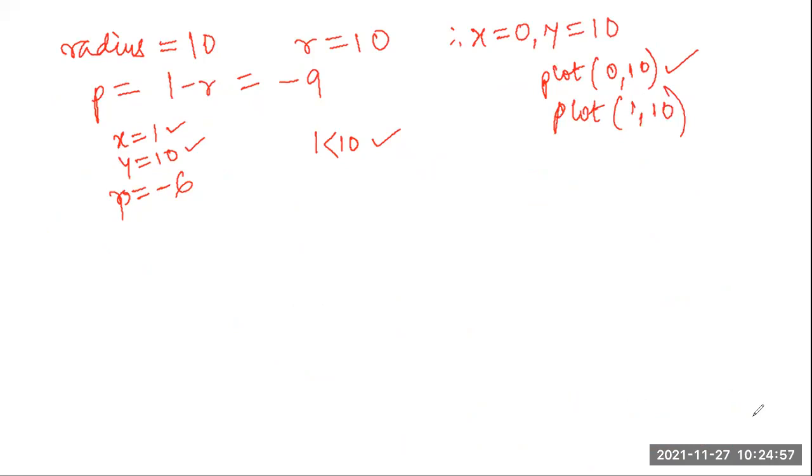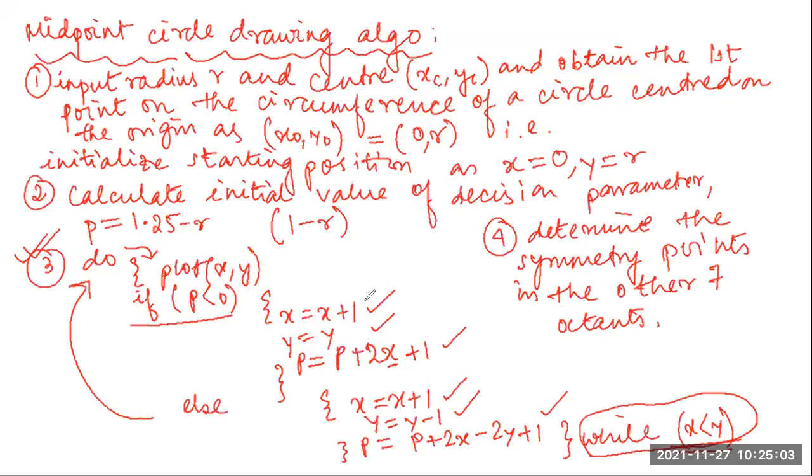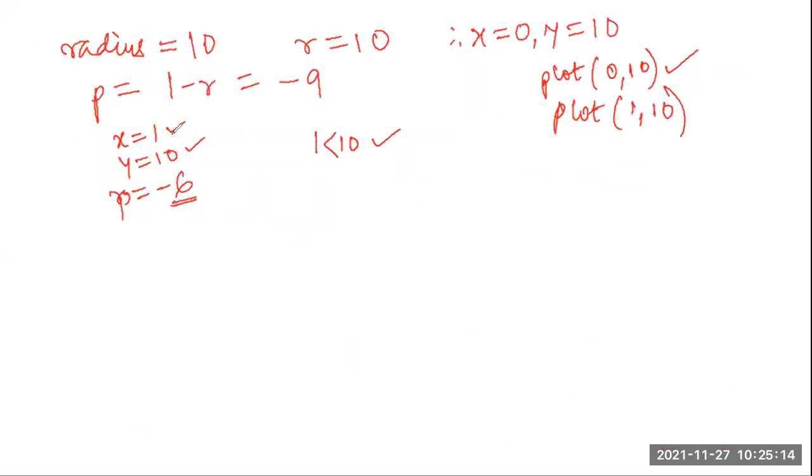Fine. Again, the value of p is -6. -6 is lesser than 0. So what will be the new value of x, y, and p? Tell me. X is 2, Y is 10, and P is -1. 2, 10, -1. Right. So 2, 10, and -1.